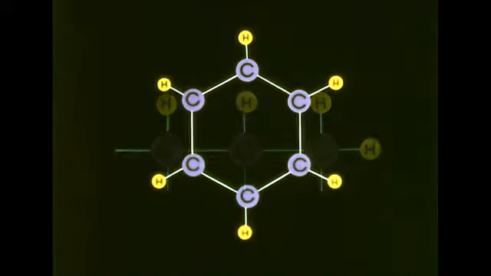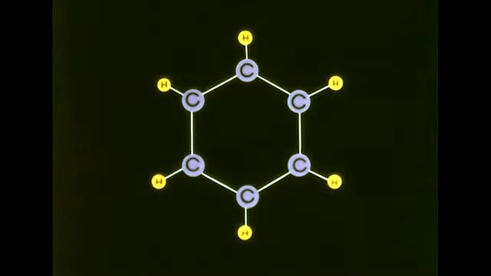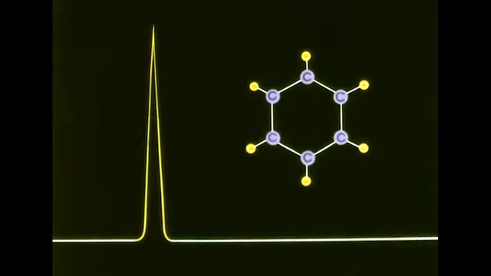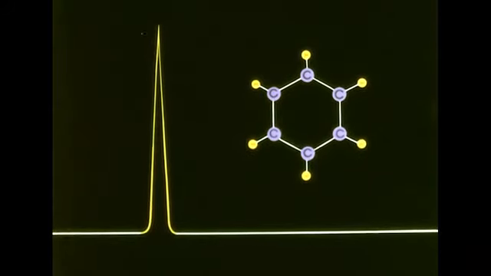Protons which are chemically equivalent do not split each other. For example, the 6 protons in benzene appear as a single sharp line. The same holds true, for example, for the 12 protons in cyclohexane and the 4 protons in methane, and only a single sharp line is observed in each case.